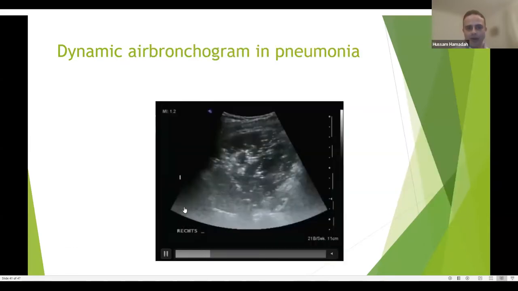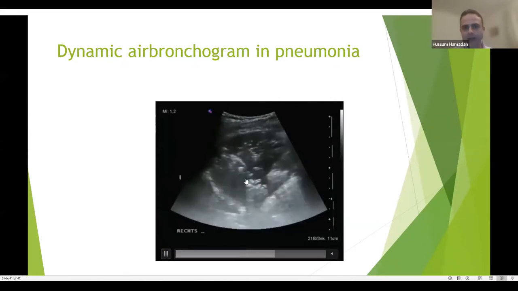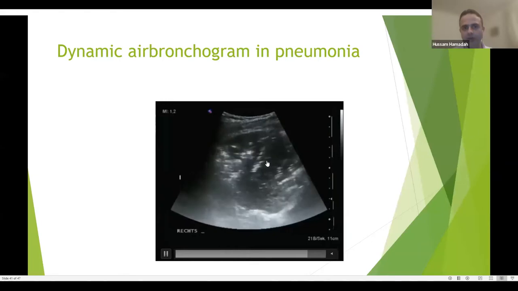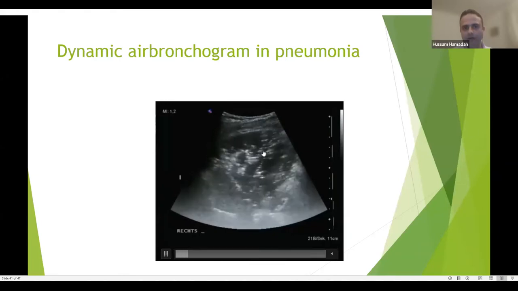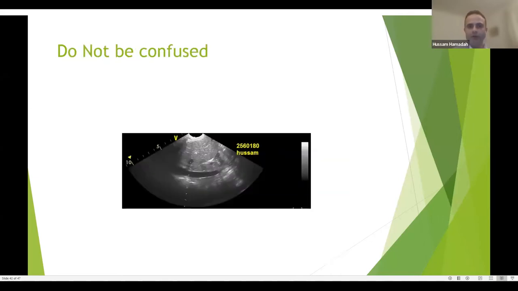Here, very clear. If you look at this video, you can appreciate that this patient had dynamic air bronchogram. Look here. See the air. See how the Y shape we saw before, or the lines here, is branching. It's going up and down, up and down, like this. So this is very clear that this is pneumonia. This is pathognomonic for a pneumonia patient.